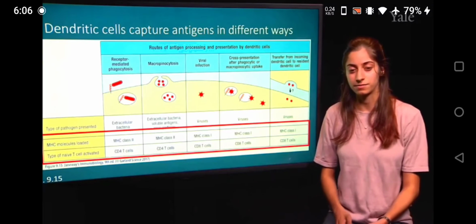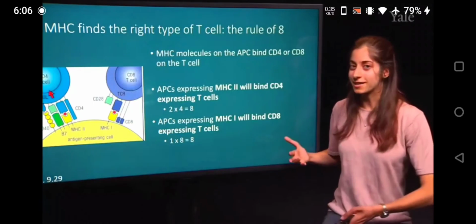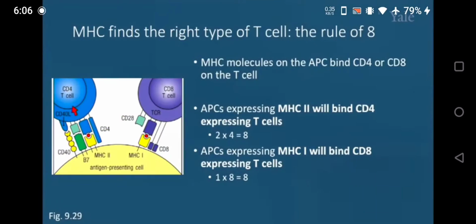There's a pretty easy way to remember this, and I call it the rule of 8. You can see here that APCs expressing MHC class II will only bind and activate CD4 positive T cells. 2 times 4 is 8. APCs expressing MHC class I will only bind to and activate CD8 T cells. 1 times 8 equals 8. So if you ever forget or get confused about which MHC interacts with which CD molecule, remember the rule of 8.